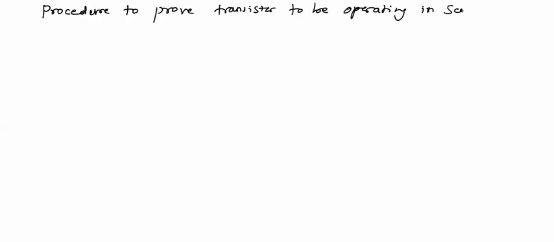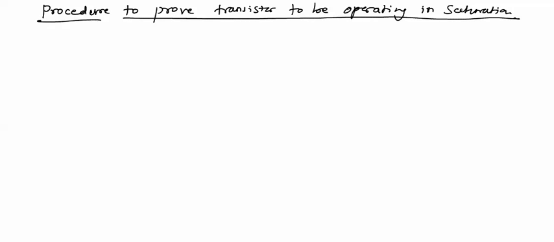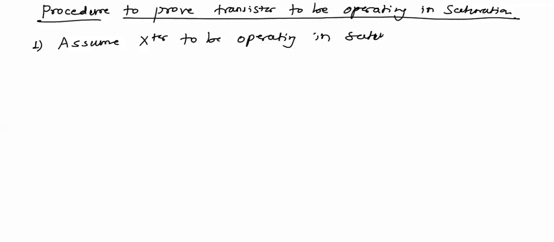Procedure to prove transistor to be operating in saturation. This procedure is to be used as it is. First, assume transistor to be operating in saturation.